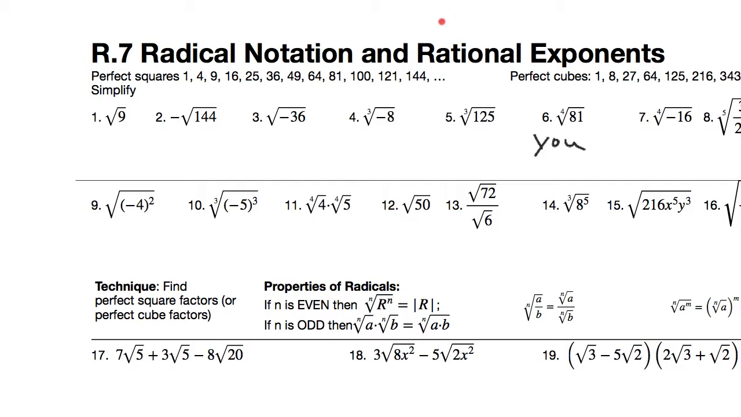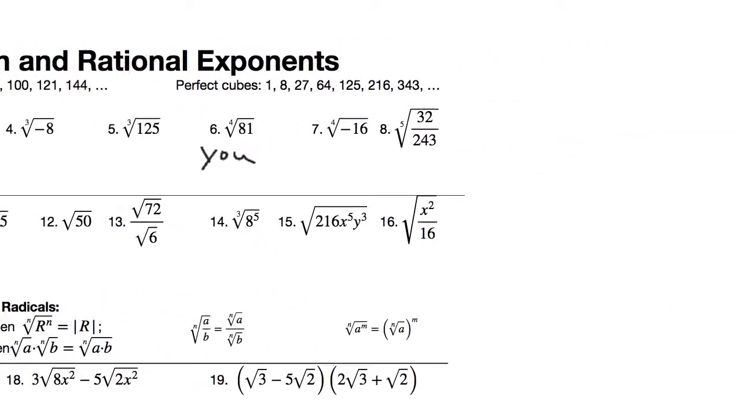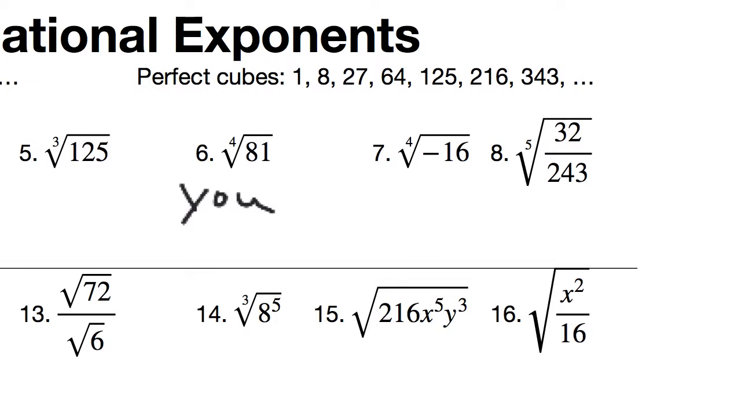Same thing with the perfect cubes. If you don't have them memorized already, similarly, we've got the perfect cubes. We've got 1 times itself 3 times, 2 times itself 3 times, 3 times itself 3 times, 4 times itself 3 times, 5 times 5 times 5, 6 times 6 times 6, 7 times 7 times 7. And they usually don't go higher than that in this textbook.